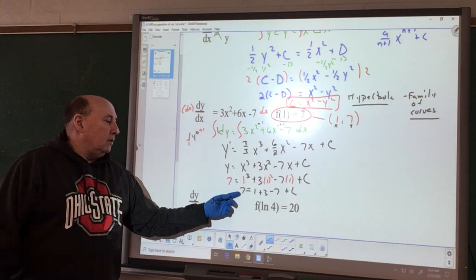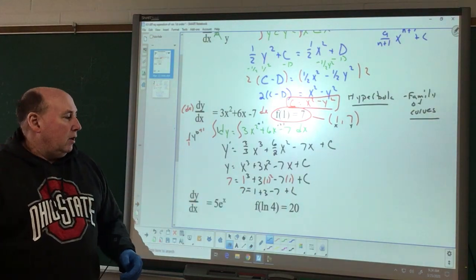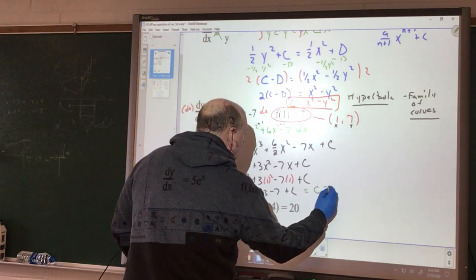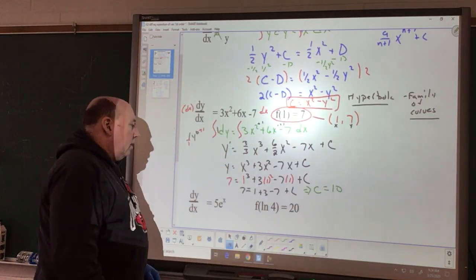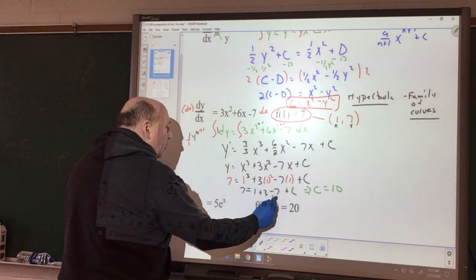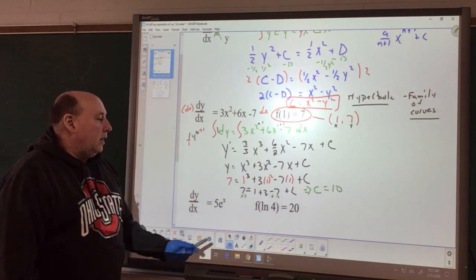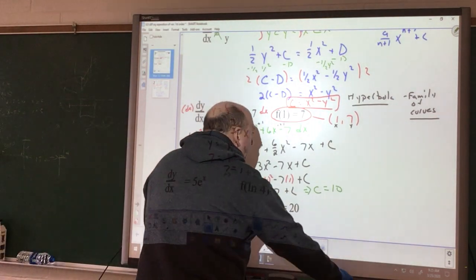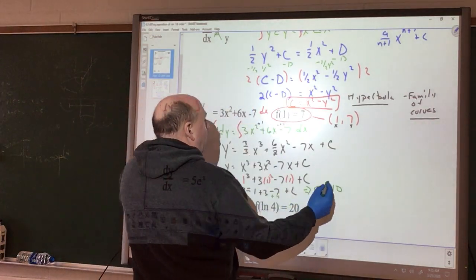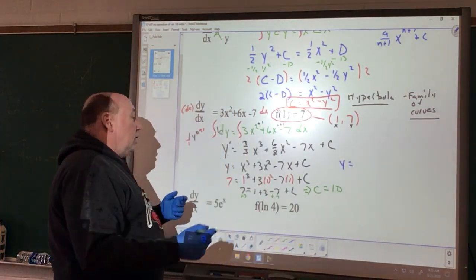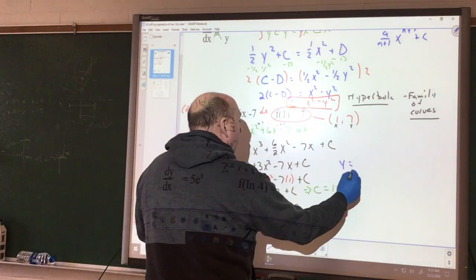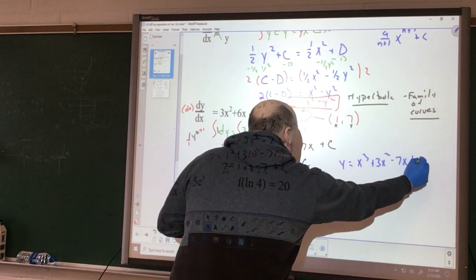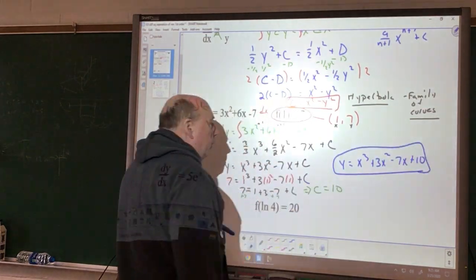Adding your 7 over and subtracting your 4 over, we get a c value of, hopefully, 10. Adding 7 gives me 14. Subtract off your 1 and 3, subtract off 4, I get a c value of 10. So with this initial condition, y is going to equal, and this is what you need to make sure you go back and do, x cubed plus 3x squared minus 7x plus 10.